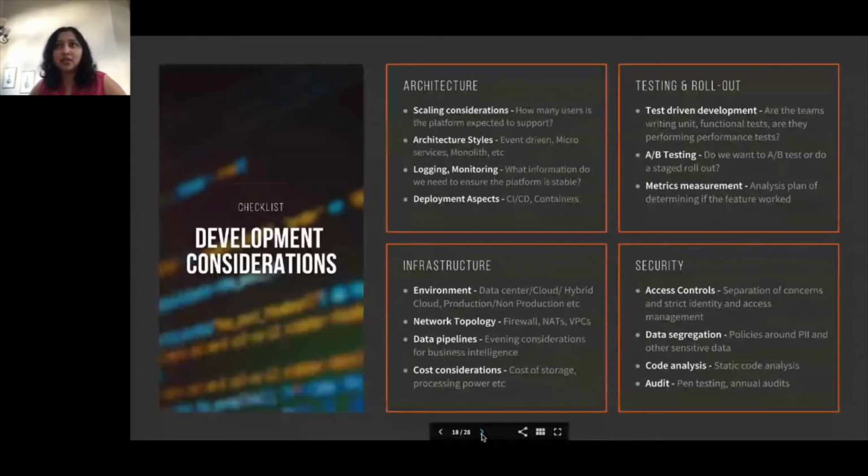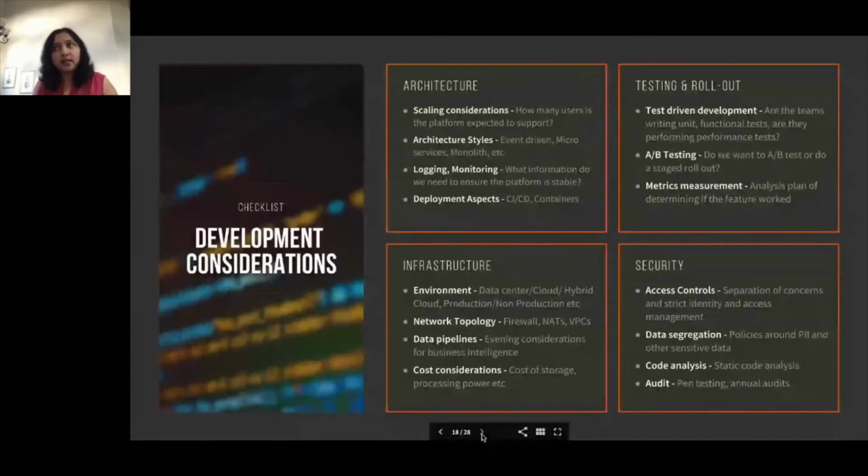And lastly, the cost considerations. As I said, the cost of storage, the cost of processing power, all of these are key in making sure that you're building the right effective solution. And lastly, security, which is the most important aspect of all of this, especially if you are a B2B solution. How can I make sure if my customers are banks, or they care about PCI, they care about HIPAA and all these guidelines, how do I make sure the data of my customers that I have is safe and secure?